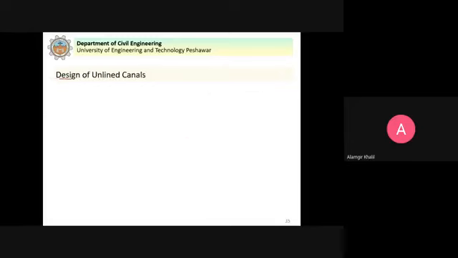Next we discuss the design of unlined canals. The design of unlined canals which will remain stable is an important challenge for hydraulic and irrigation engineers. Unlined canals, as we defined them, will remain stable. It means that there is no silting and no scouring, because in case of silting, the discharge carrying capacity will be reduced, affected. In case of scouring, removal of material, the shape will be distorted.